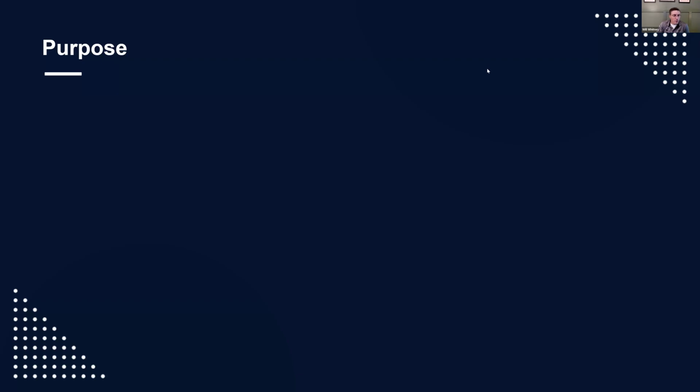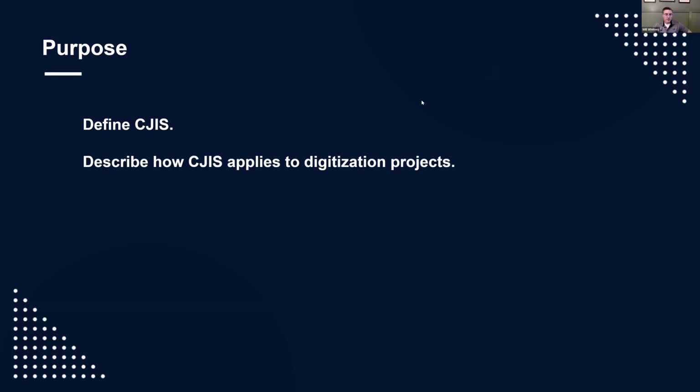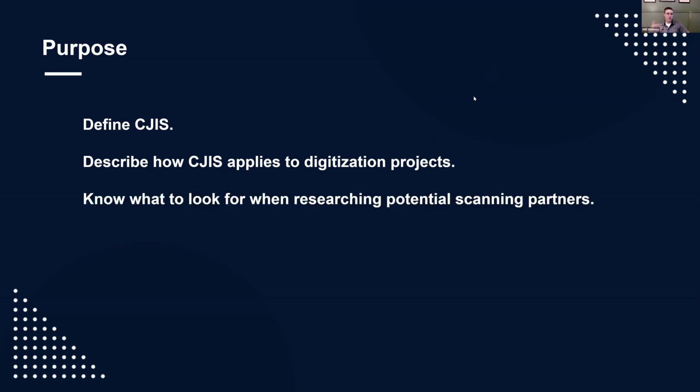Let's go through the purpose of today's webinar, which is, one, defining CJIS. It may be a term that you have or have not heard. We'll define that and describe how it applies to digitization projects specifically, because that's what BMI does. We digitize records, so we want to show you how it does apply. The purpose is also so you know what to look for when you're researching potential scanning partners, not just them saying something, but them actually understanding what CJIS is and its applicability to your project.